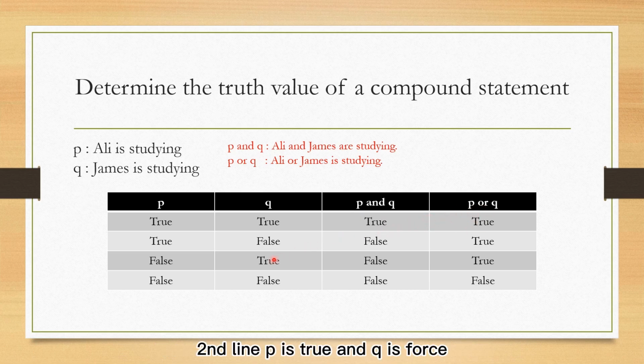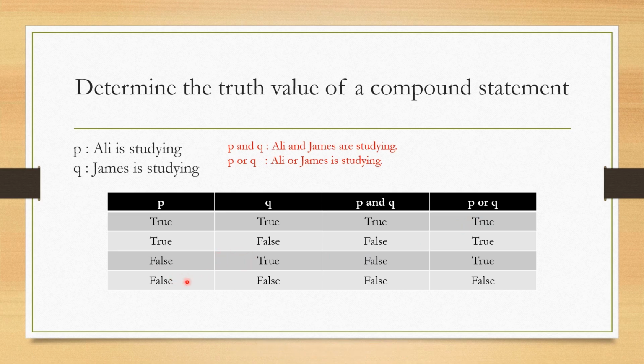Second line, P is true and Q is false. It means that the compound statement P and Q is false because not both of them studied. But the compound statement P or Q is true because one of them studied. The third line is the same situation as the second line, so I'm not going over it.